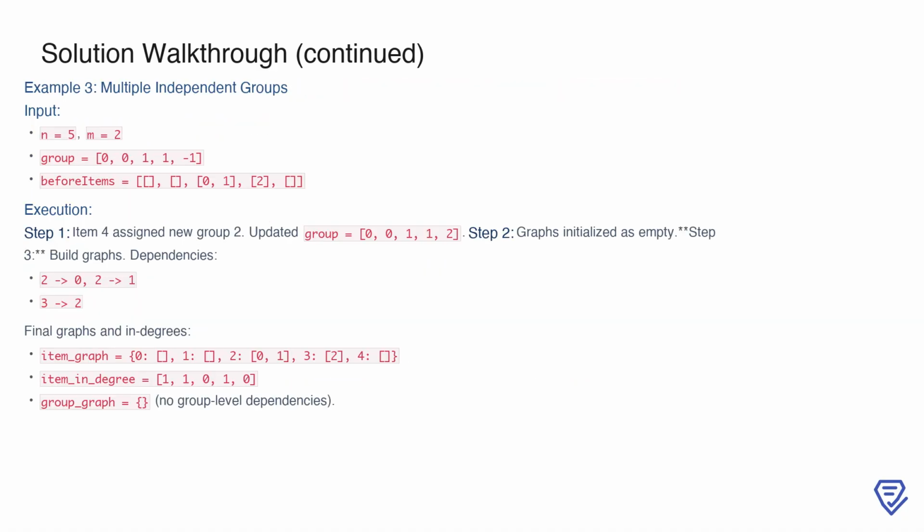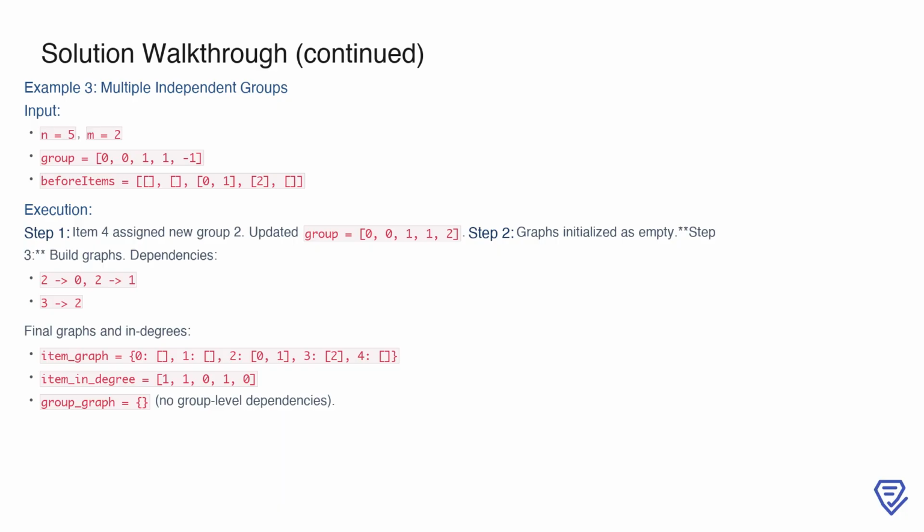Next, we build the graphs based on the dependencies. As we process the before items array, we notice that the dependencies form a cycle. Specifically, the item_graph ends up as 0-1, 1-2, 2-3, 3-0, and the item_in_degree array has all values set to 1, indicating that each item has exactly one incoming edge.